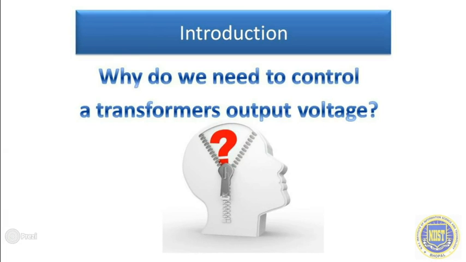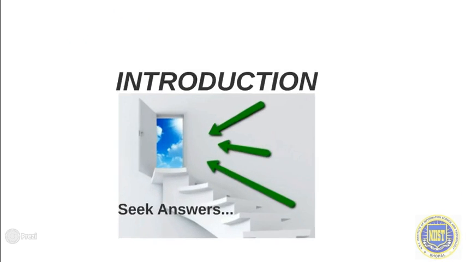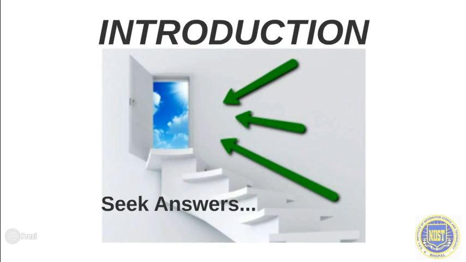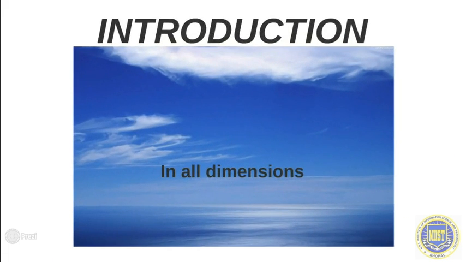And to start with, I would like you all to give a minute to yourself and think about the first question, which is why do we need to control a transformer's output voltage? There has to be a reason why we want to do this operation. And there can be n number of dimensions and ways. The only thing that we need to do is to think about it dedicatedly and in an open spectrum.